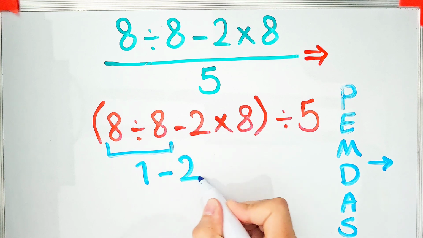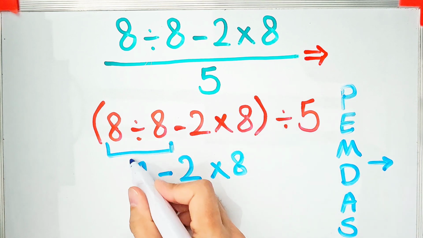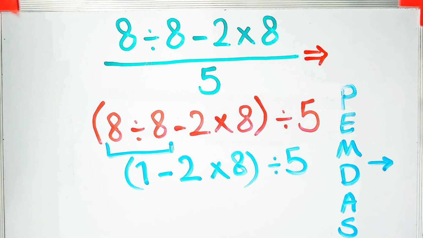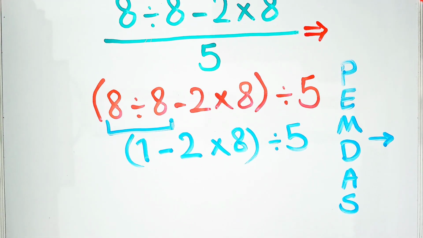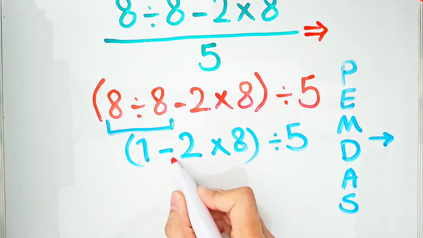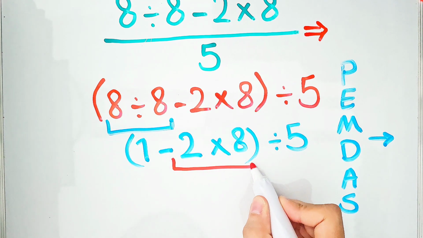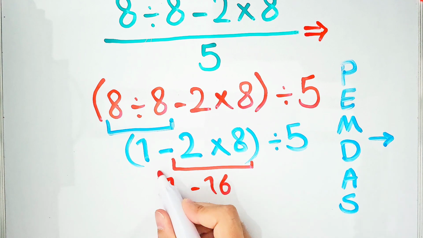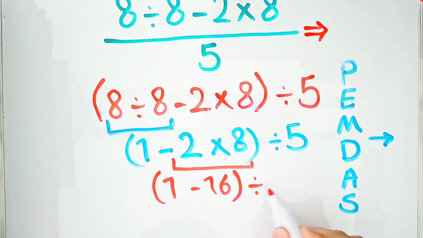1 minus 2 times 8, then divided by 5. Now we do multiplication. 2 times 8 equals 16. Now we have a new expression: 1 minus 16, then divided by 5.